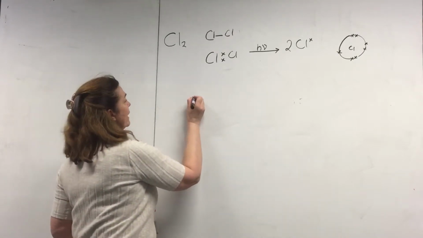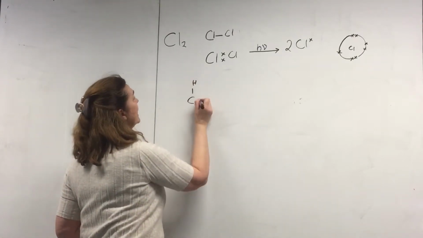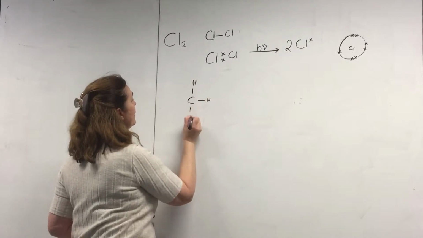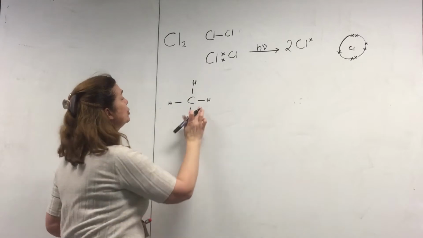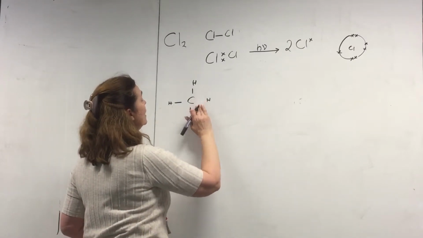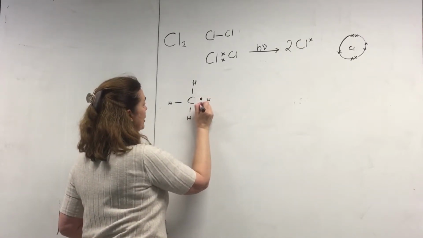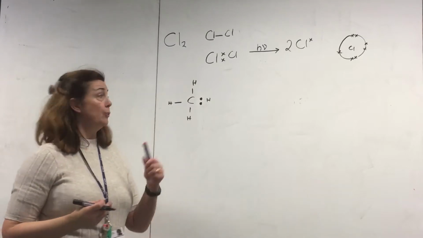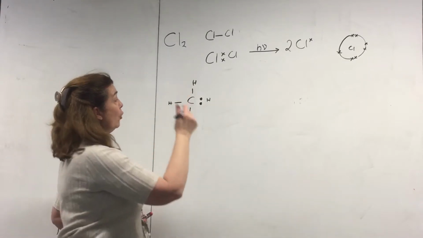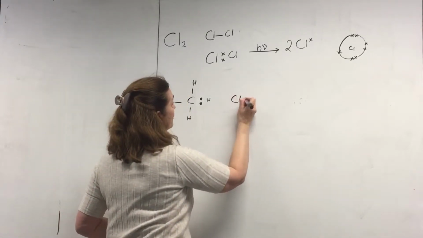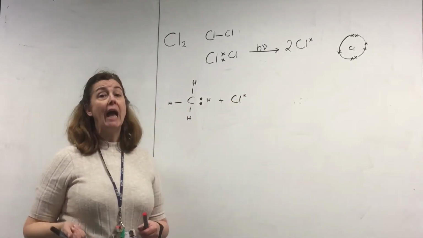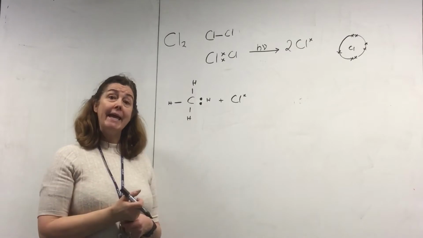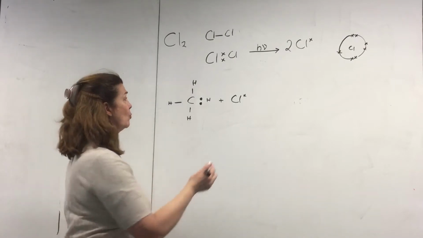Now chlorine can react with methane, and here this is methane. And again, what do these single bonds represent? They represent a shared electron pair. So let me show that shared electron pair as 2 dots. The chlorine atom will come along with its single electron, and it will pluck the hydrogen away, and the hydrogen will take its electron with it.